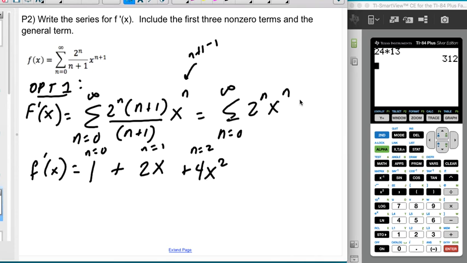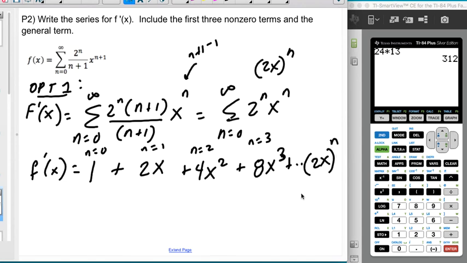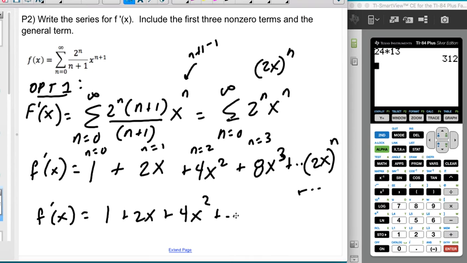And the other way to see this, if you like this better, you could write this as 2x to the n. When I plug in n is 3, I'm going to get an 8x cubed, my bad, all the way up to a 2x to the n, right? So that's fine. And I was only asked for the first 3 non-zero terms, so I could write this as 1 plus 2x plus 4x squared plus dot, dot, dot, 2x to the n. And that's fine, right? So that's one option.